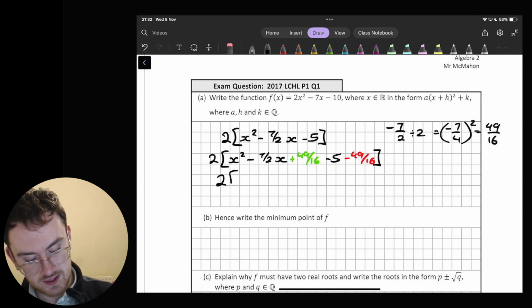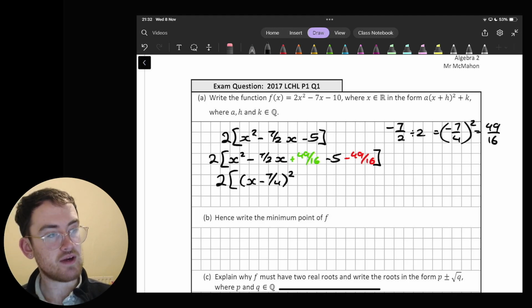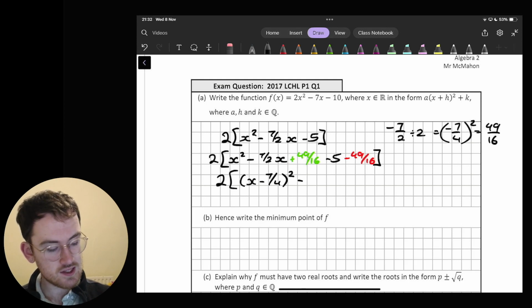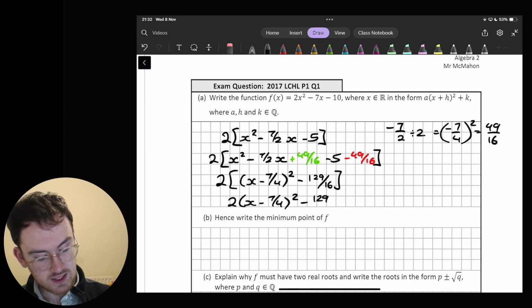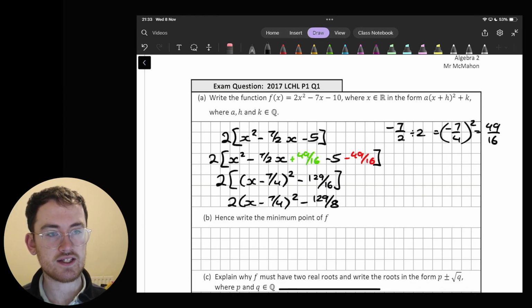Okay, I can rewrite then using my perfect square, as x minus 7 over 4 all squared. And the minus 5 minus 49 over 16 is going to give me minus 129 over 16. Distributing the 2 across there is going to give me minus 129 over 8. Okay, minus 129 over 8.